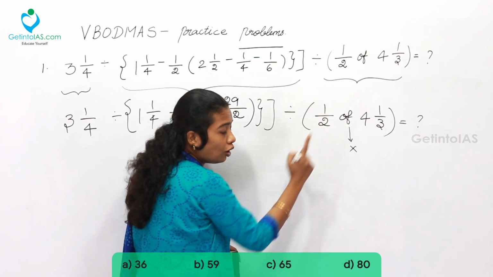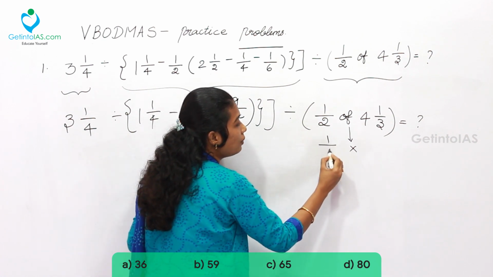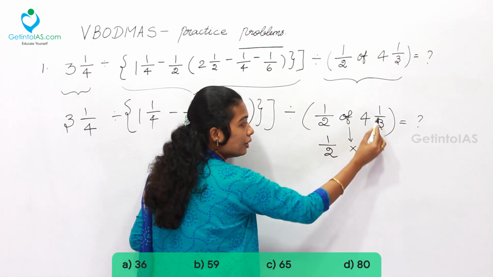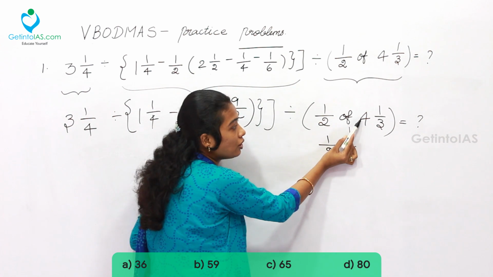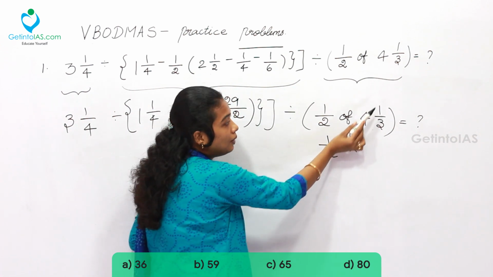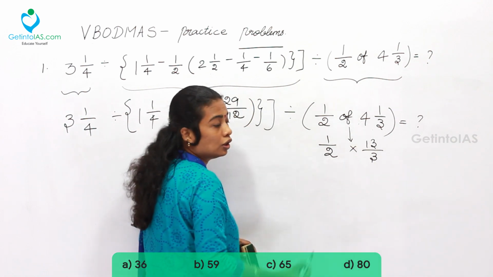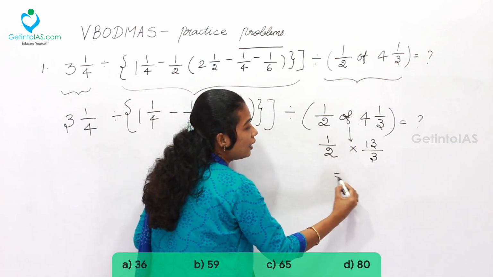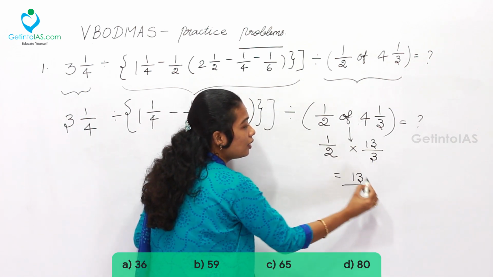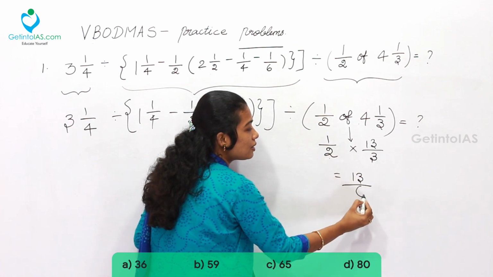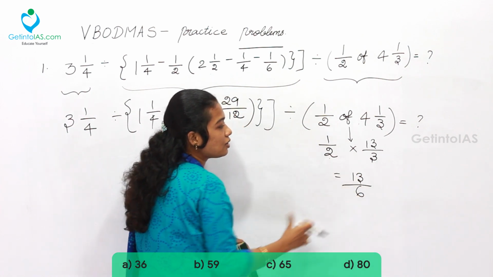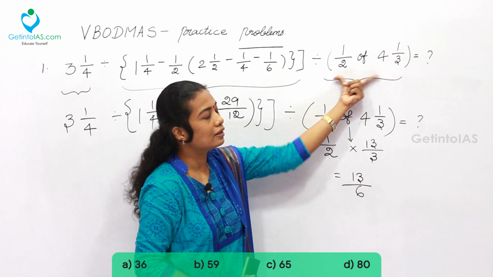Multiplication. So only one operation is given with of. So 1 by 2, 4, 1 by 3 can be converted into fraction. 4 into 3, 12 plus 1, 13. 13 by 3. Now let's solve it. 1 into 13, 13. Denominator into denominator, 6. 13 by 6. So this is the whole value for this side.